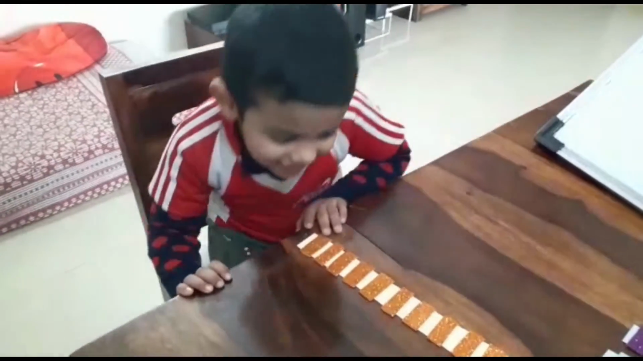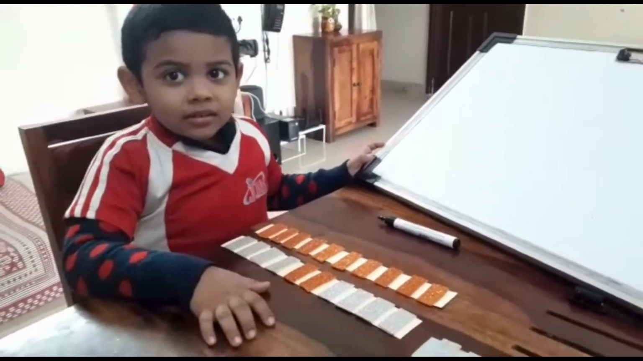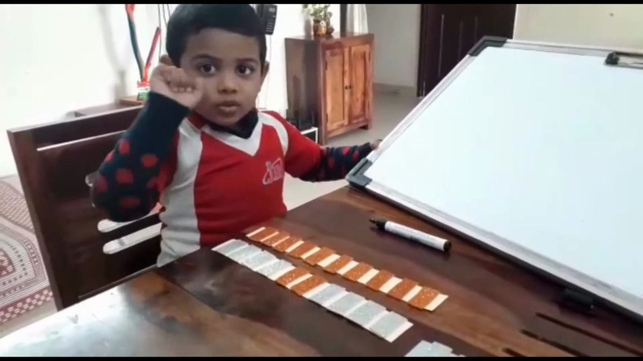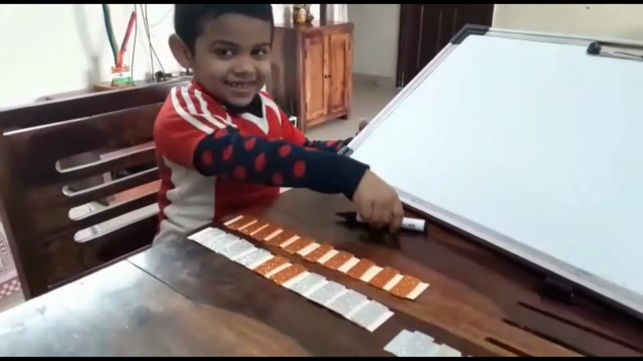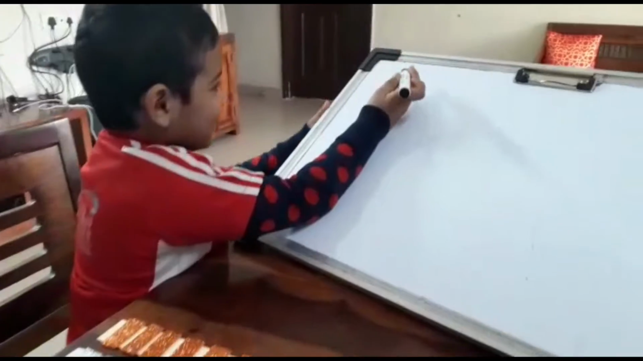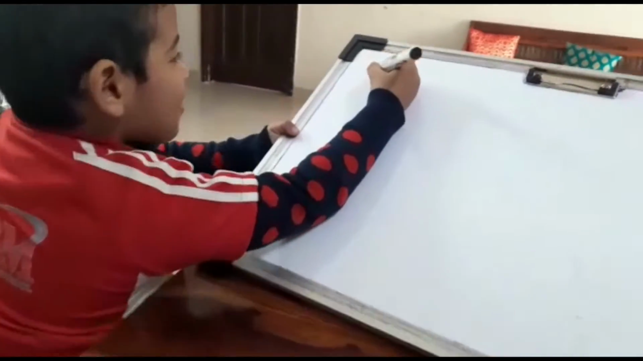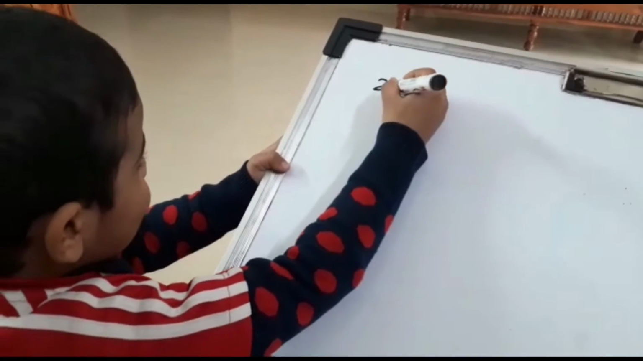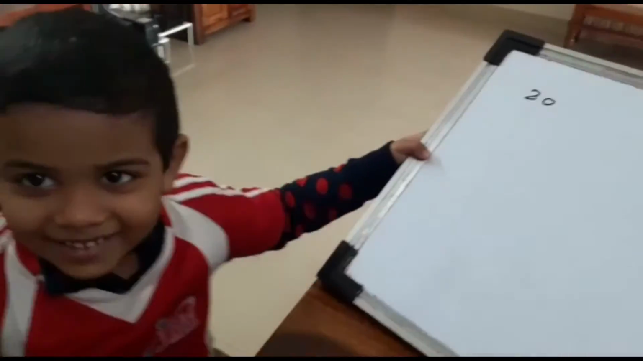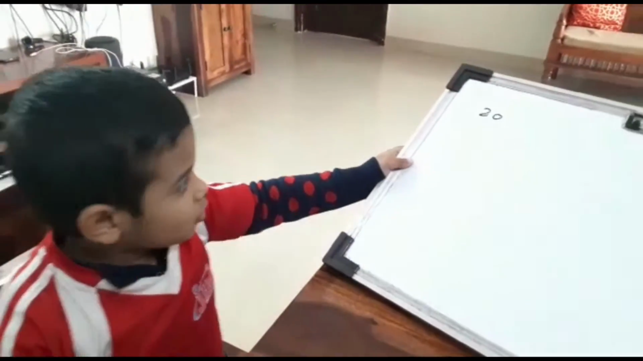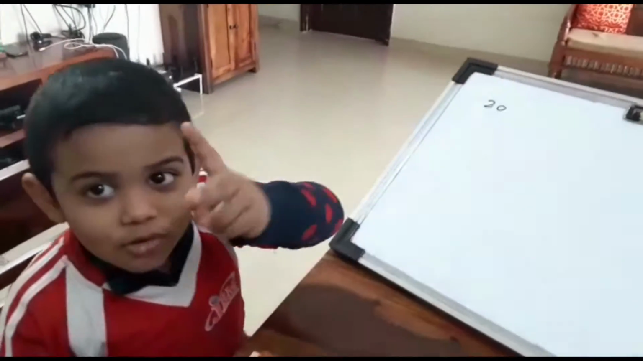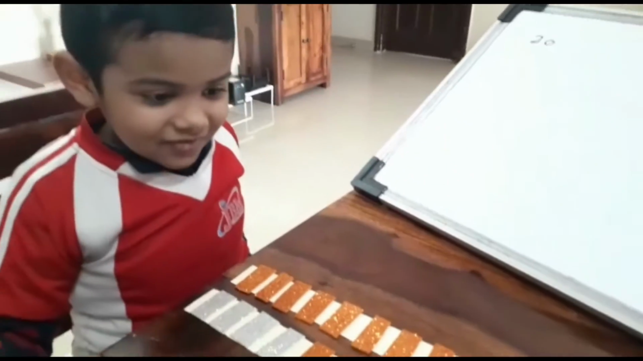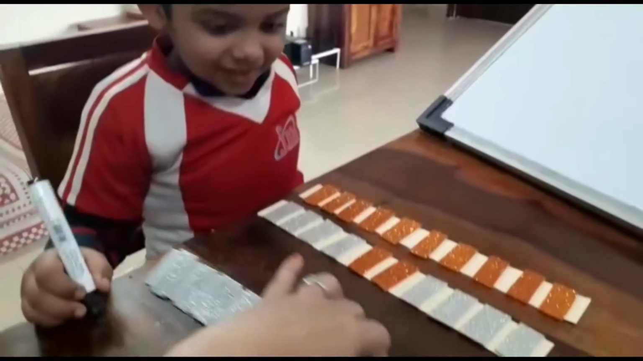1, 2, 3, 4, 5, 6, 7, 8, 9, 10. 2 tens we become 20. Can you show us how you write 20, Zahaar? Okay, I will write. Read it, please, while writing. 20. 2, 0, 20.